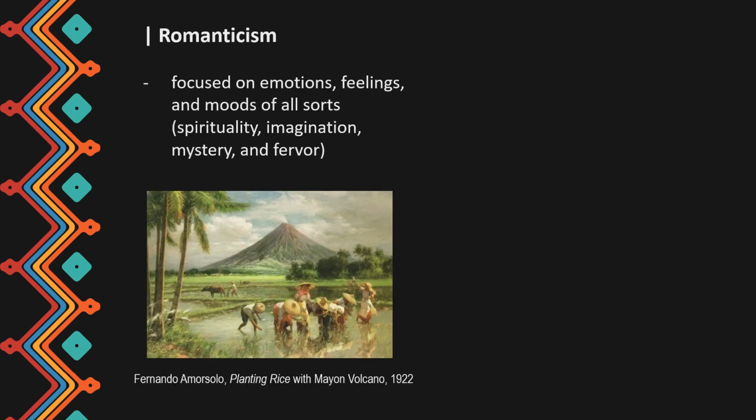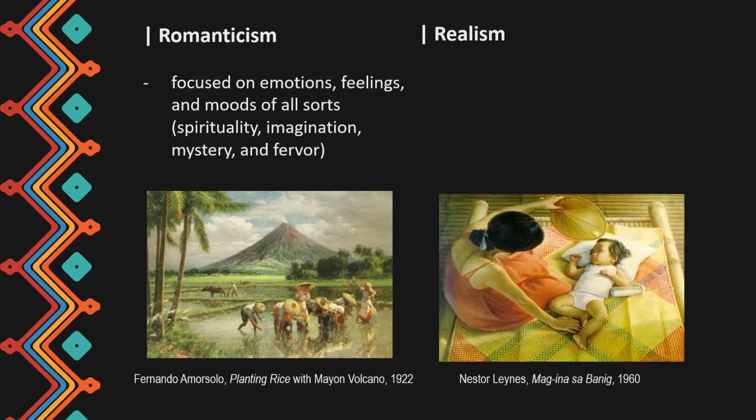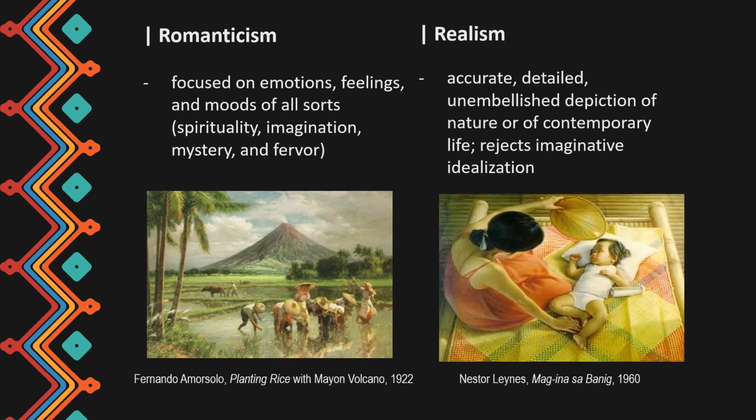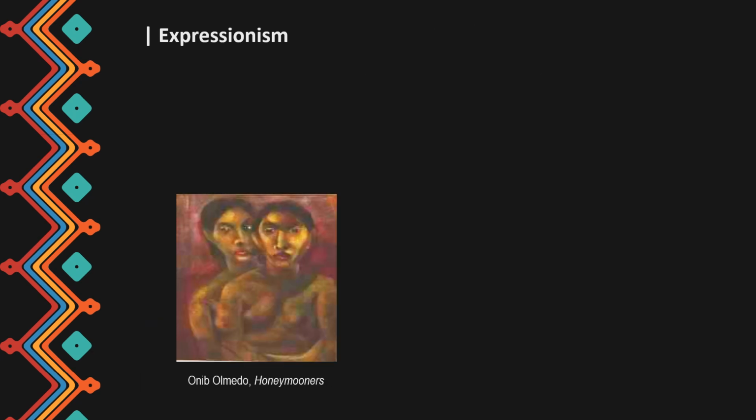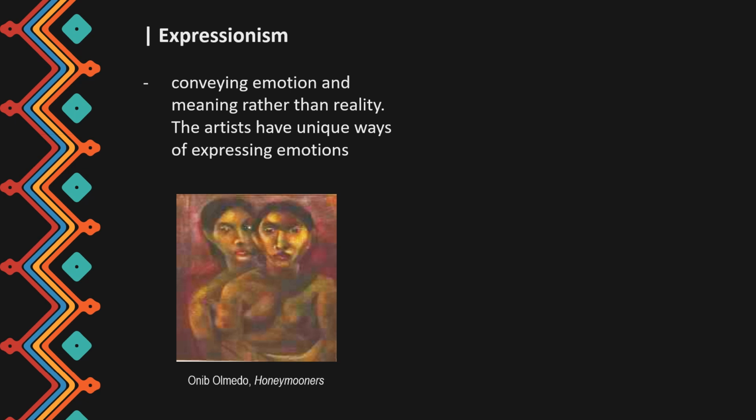Then we have Romanticism, focused on emotions, feelings, and moods of all sorts. Can be about spirituality, imagination, mystery, and fervor. Realism, it's about accurate, detailed, and unembellished depiction of nature or of contemporary life. Rejects imaginative idealization. Expressionism is about conveying emotion and meaning rather than reality. The artists have unique ways of expressing emotions.